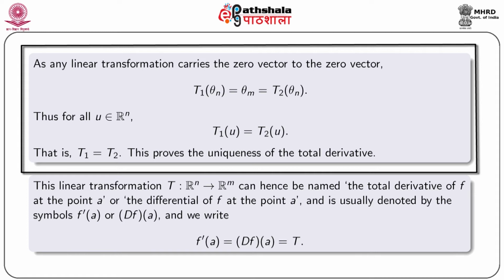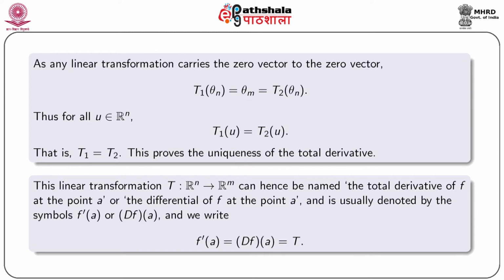Now, we know any linear transformation carries the 0 vector to the 0 vector. Therefore, T1 operating on theta n as well as T2 operating on theta n both give us theta m, that is the 0 vector of Rm. Thus, it is proved that for every vector in Rn, the image of U under T1 and T2 are the same, that is for every U in Rn, T1U equals T2U. In other words, T1 equals T2. This proves the uniqueness of the total derivative.